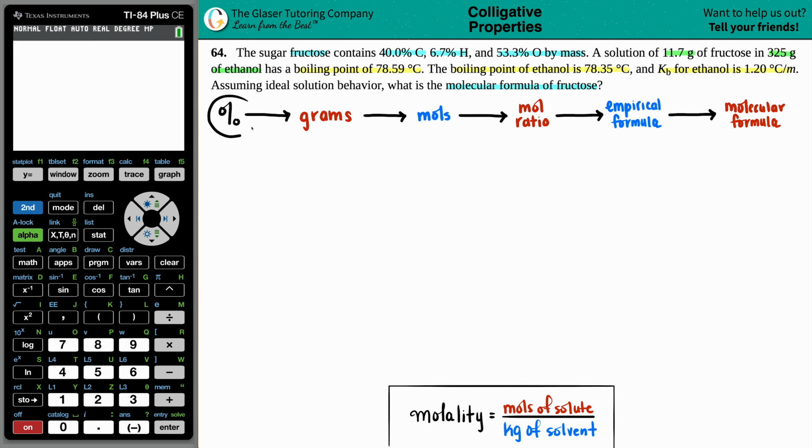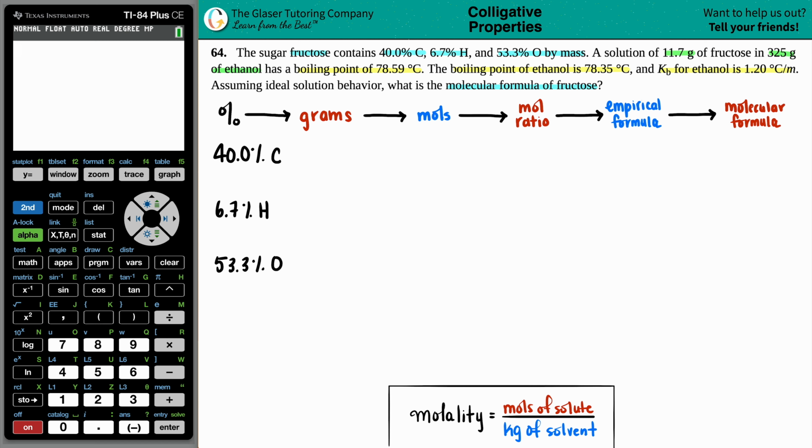So we have percents, so let's just list them out. We got 40.0% carbon, 6.7% hydrogen, and 53.3% oxygen. Now the first thing, especially if they give you percents, is to make sure that there are no hidden percentages here. I would always quickly add these up just to make sure that it equals 100%, and it does look like it does equal 100%. So there's no hidden percents here, and we have everything that we're working with.